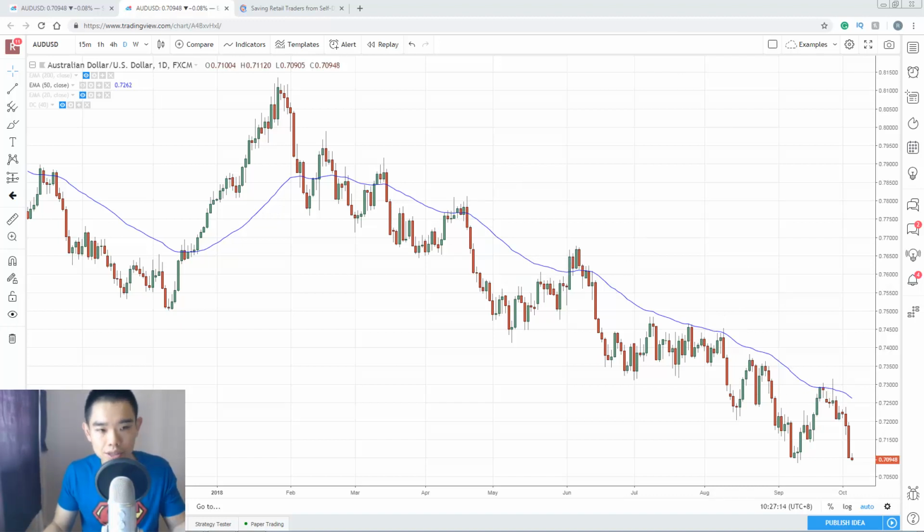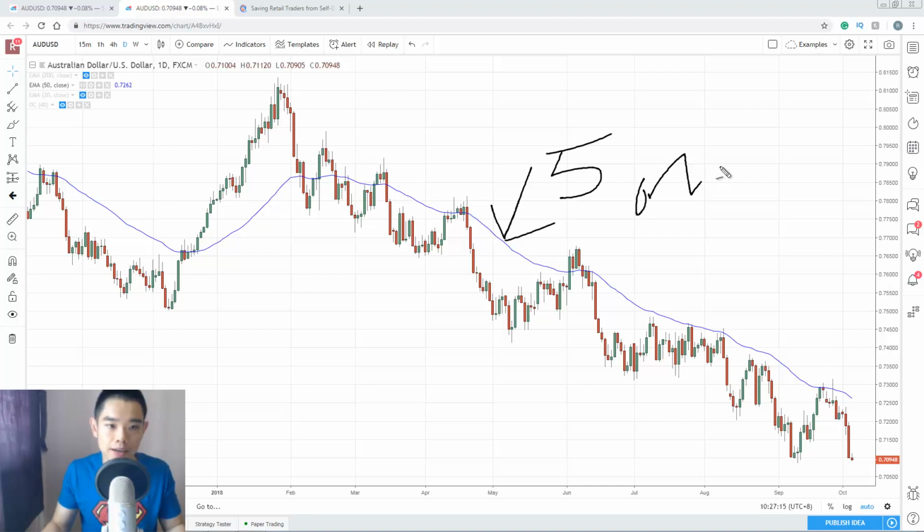So you can see that in a healthy trend, what you want to do is to wait for the market, be patient, and let it come back towards the moving average. In this case, I used the 50 MA to define a healthy trend.